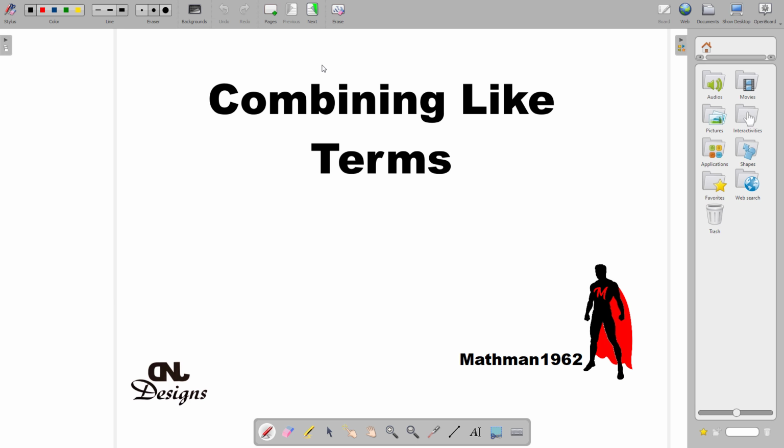Hello math friends, today's episode is on combining like terms. Yes, combining like terms.